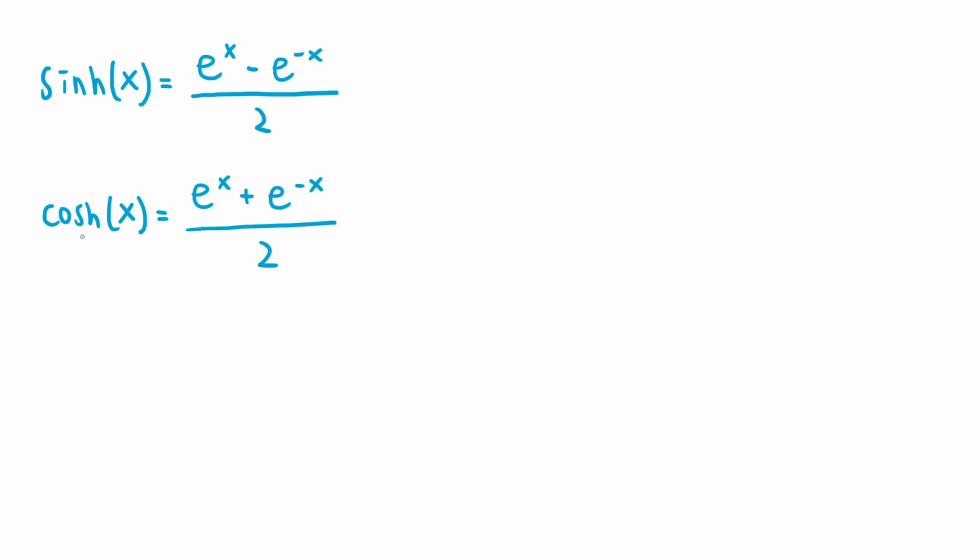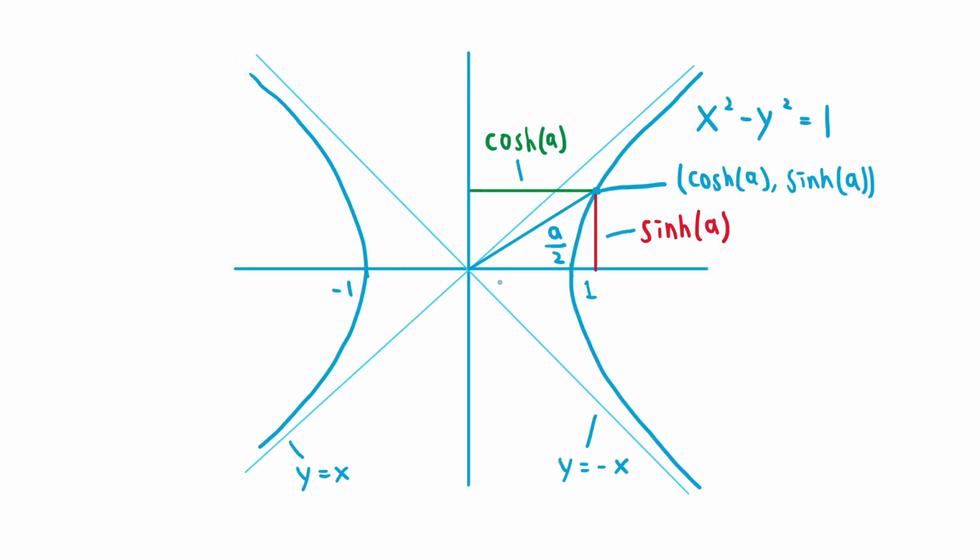Hyperbolic functions also have a lot of similar properties and identities to trigonometric functions, and their derivatives are also reminiscent of the derivatives of trigonometric functions, which is why the naming convention is very similar to trigonometric functions. So let's look at this graph.